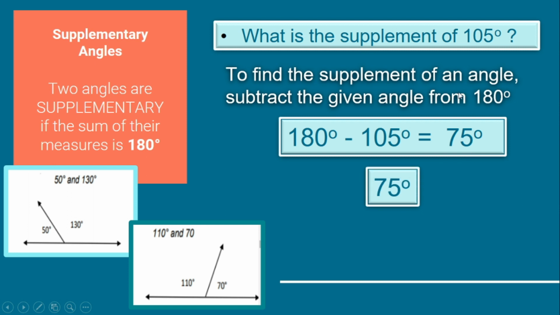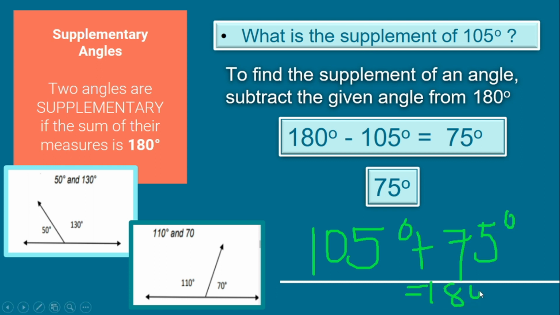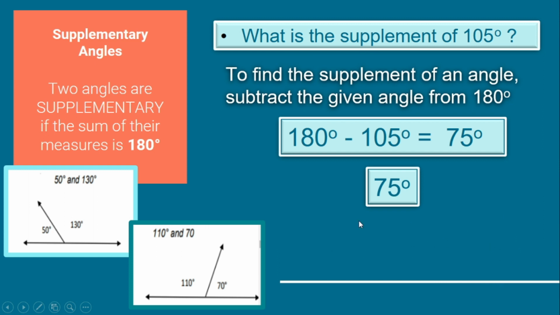Therefore, the supplement of 105 degrees is 75 degrees. So we have 105 degrees plus 75 degrees. That will give us 180 degrees. Okay, so meaning to say the supplement of 105 degrees is 75 degrees.